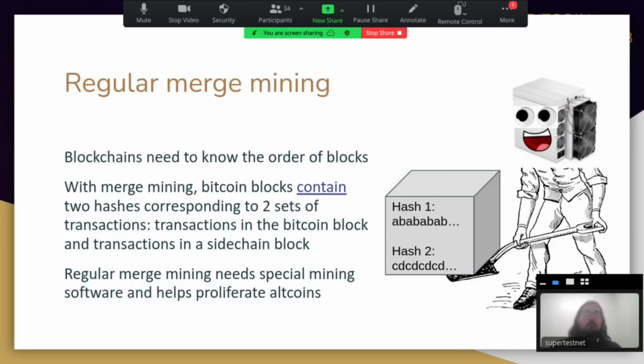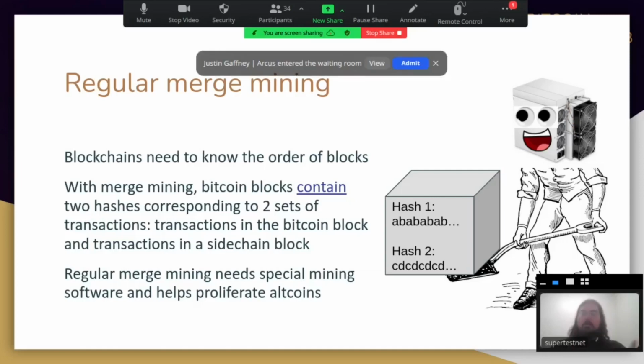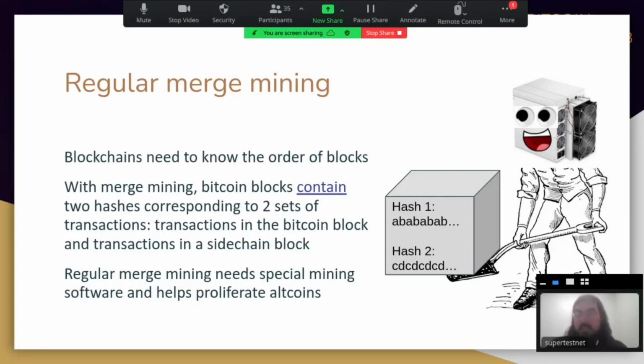So Bitcoin solves this with proof of work, and it allows us to come to consensus on the order of blocks in Bitcoin. But merge mining is a proposal by Satoshi that would allow two different blockchains to share proof of work, and thus you'd be able to follow the order of transactions just by knowing one of those blockchains.